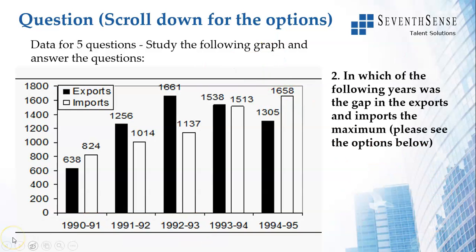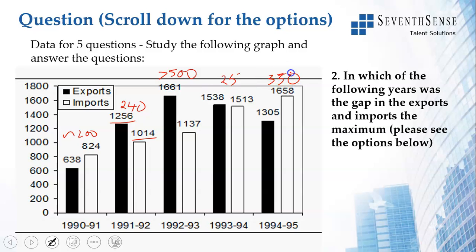In which of the following years is the gap the maximum? The gap means just the difference, right? If you have to calculate quick approximations, 638 to 824 is around 200. 1256 to 1014 is around 240. 1661 to 1137 is slightly more than 500. 1538 to 1513 is around 25. And 1305 to 1658 is more than 350.